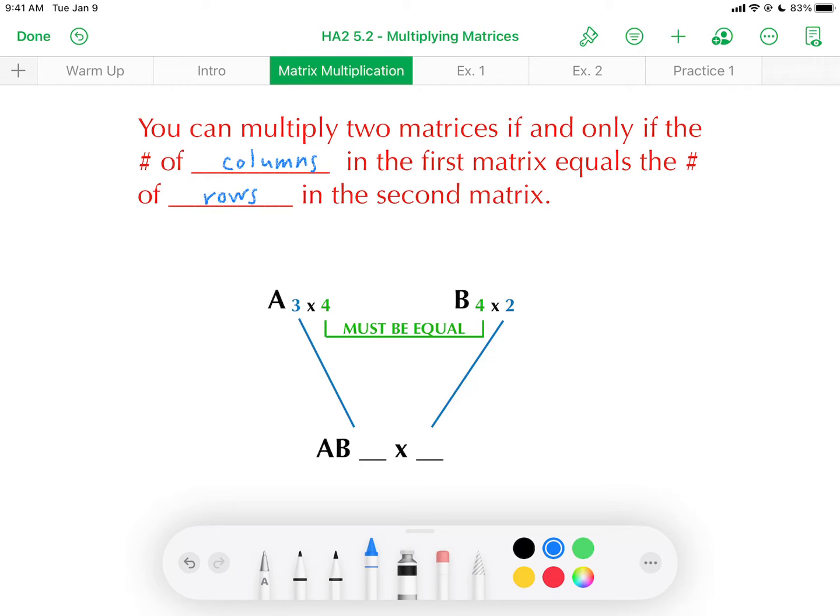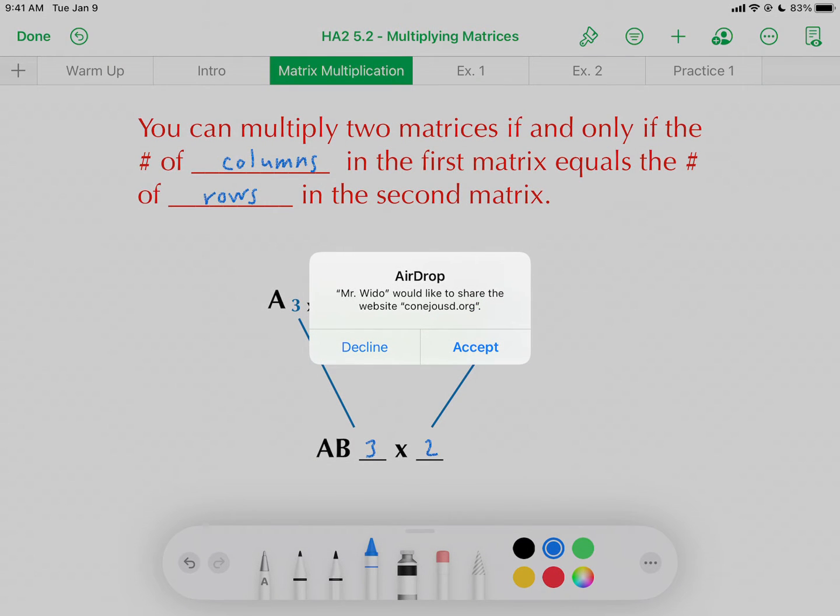Okay? Now, with the product being defined here, we can use the outer two numbers, so the number of rows from matrix A and the number of columns for matrix B, those are the numbers you see in blue here. Those will come together to give you the dimensions of the product matrix. So this product matrix would be a 3 by 2. And that's really important to know because it tells you how many elements you're after. Okay?